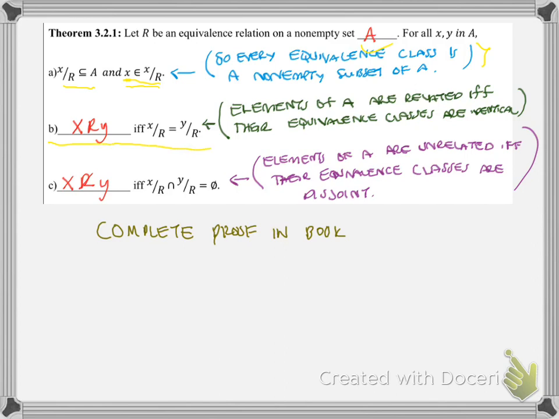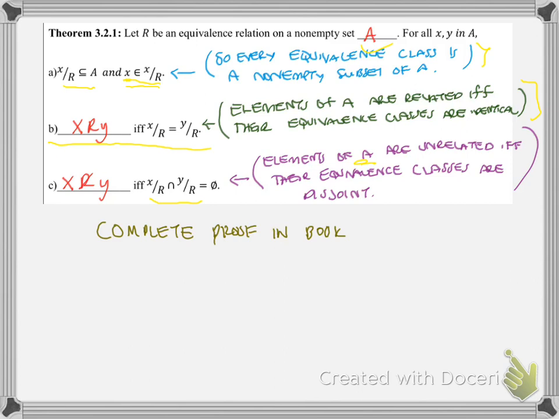B, x relates y if and only if x mod R equals y mod R. That's telling us that elements of A are related if and only if their equivalence classes are identical. And then x doesn't relate y if and only if the intersection of x mod R and y mod R is equal to the empty set. So elements of A are unrelated if and only if their equivalence classes are disjoint. I'm not going to waste time in this video going over the proof because it's in your book. I want you to complete this proof from the book and have it by tomorrow.